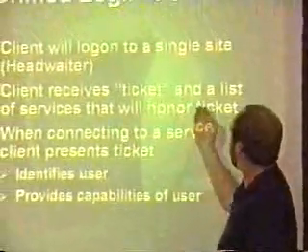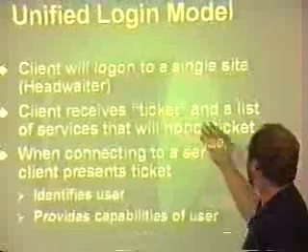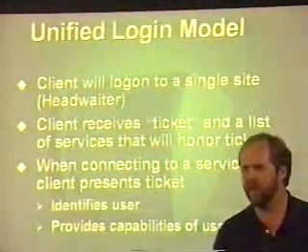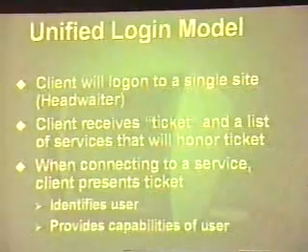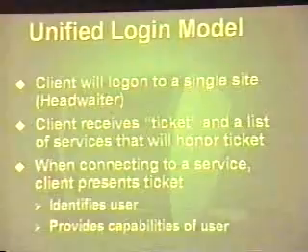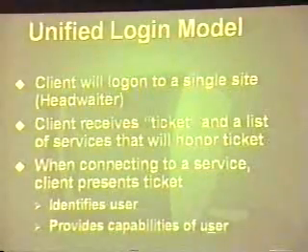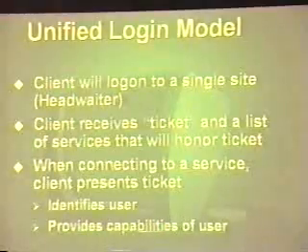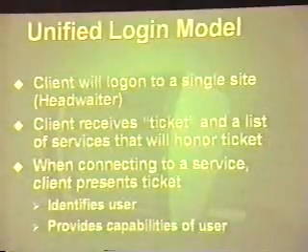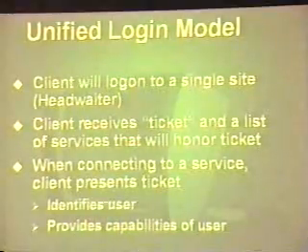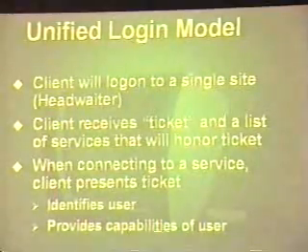When it goes to headwaiter, it will receive back from headwaiter a ticket and then a list of services that will honor that ticket. And this list of services actually has multiple machines for each service, and this is one of the ways that we get our availability and also scalability, is that we determine at the time that box connects which services it's going to use, and also give it some redundant services, so if one of them is down, it can use an alternative. And I'll go into a little more detail on that.